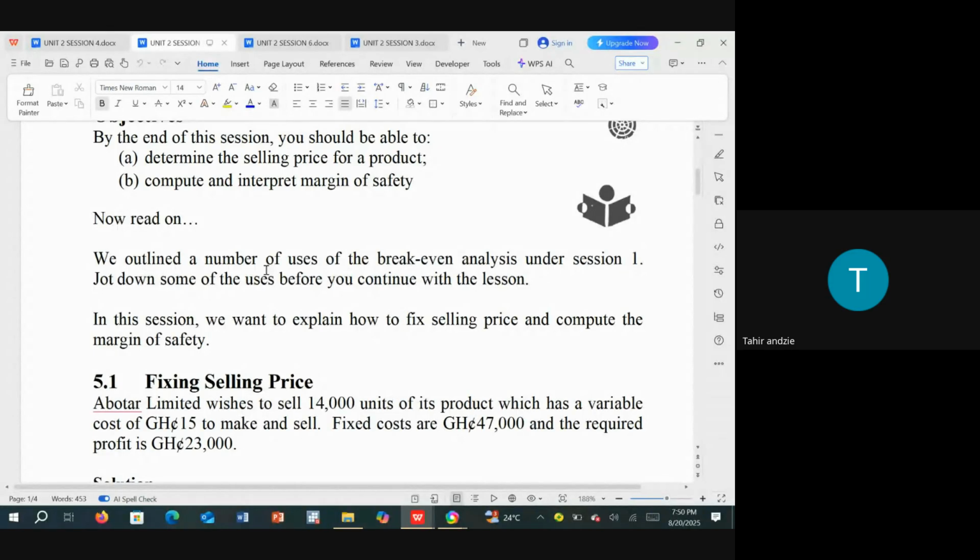We outlined a number of uses of break-even analysis under Session 1. So please jot those uses of break-even analysis we discussed in Session 1. Take note of them. I'm not going to go back, but if I should ask from you, what are some of the uses of break-even analysis? You are students. I'm sure we have gone through, you are learning them. What are some of the uses of break-even analysis? I am calling names so that you can answer me.